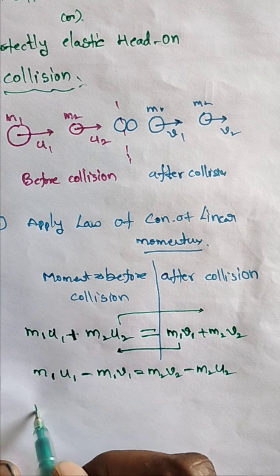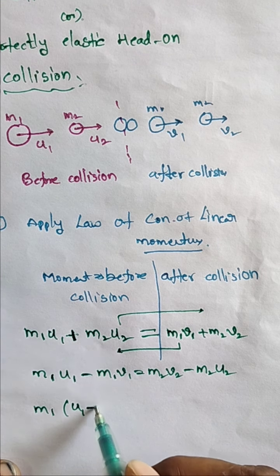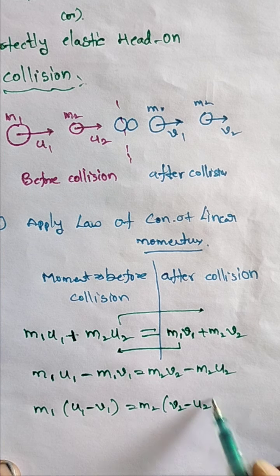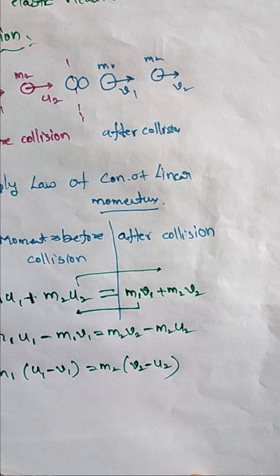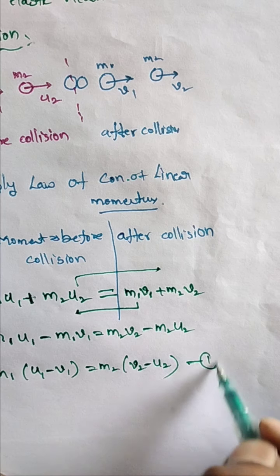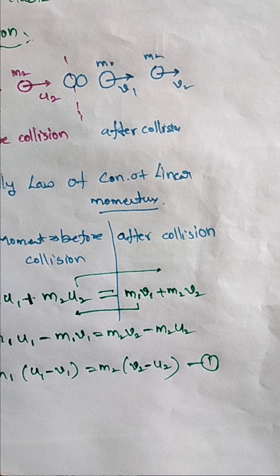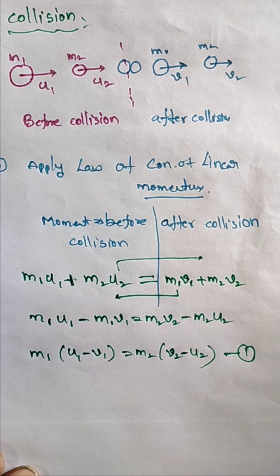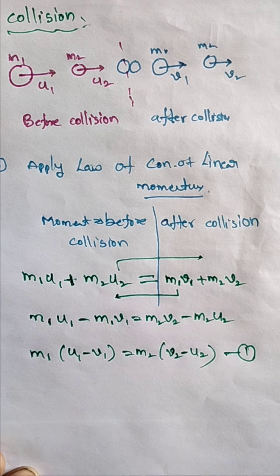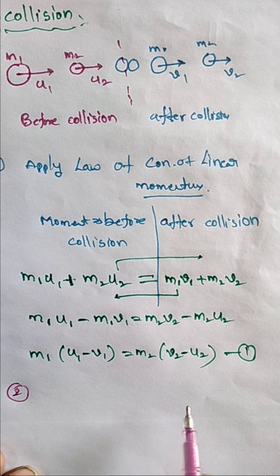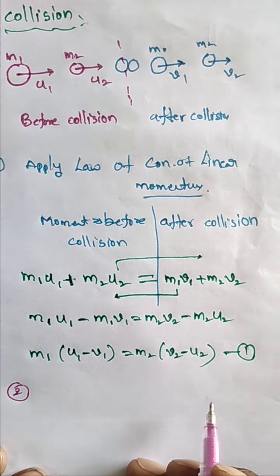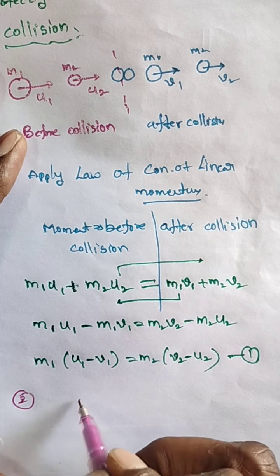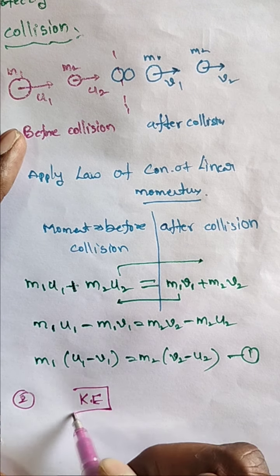Okay, here m1 common, m1 (u1 minus v1) is equal to m2 (v2 minus u2). So I am taking this as equation number 1. First I apply conservation of linear momentum. Second, we apply conservation of kinetic energy. Because it is an elastic collision, momentum and kinetic energy both are conserved. So here I apply the second one, the law of conservation of kinetic energy.